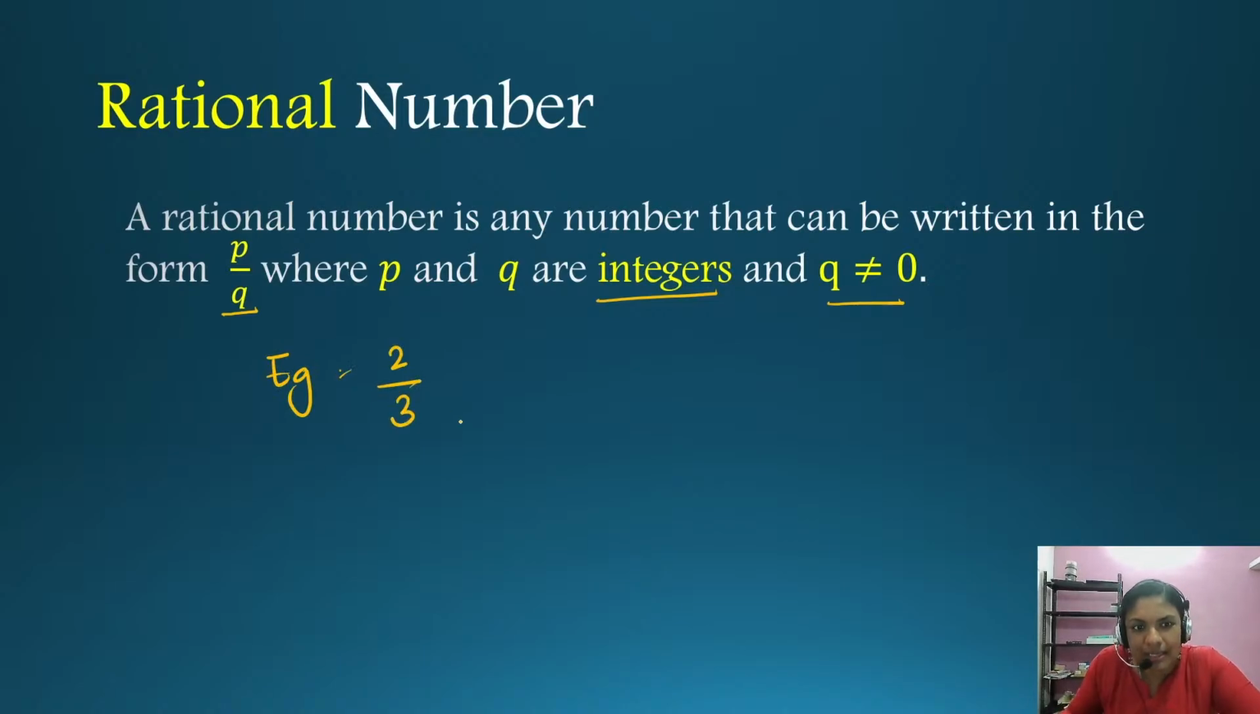2 by 3. Is 2 by 3 a rational number? Yes. Why? See, the numerator is equal to 2, the denominator is equal to 3. Both are integers and the denominator is not equal to 0. So this is a rational number. Let's see another one: -1 by 100. -1, which is in the numerator, is an integer. 100 is also an integer and the denominator is not equal to 0. So that means -1 by 100 is a rational number.